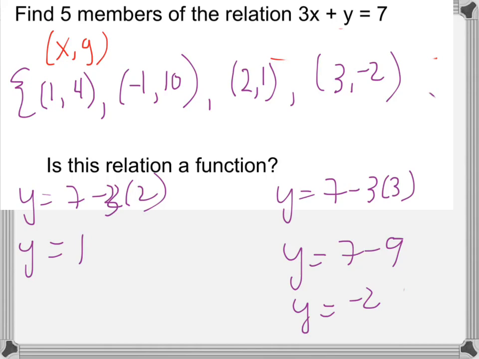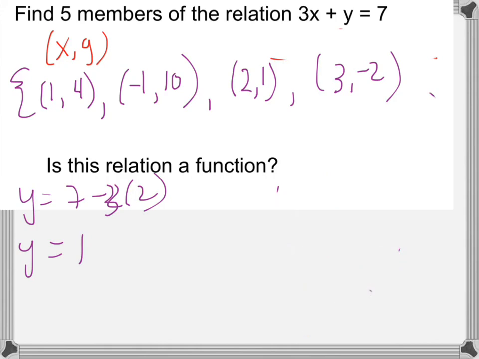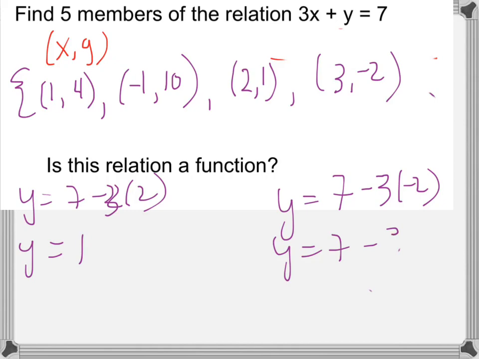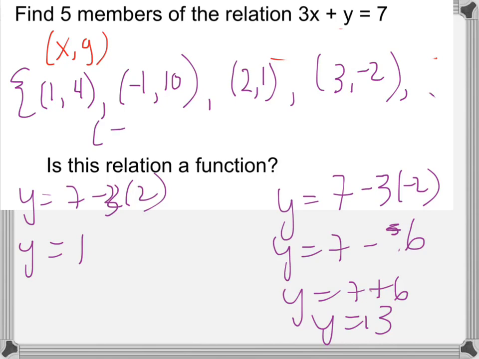And let's put another negative number in there. Let's put negative 2 in there. So y is equal to 7 minus 3 times negative 2. So that's 7 minus negative 6. So that's 7 plus 6, which is 13. Okay, so we have (negative 2, 13). Okay, and we'd end with a curly bracket.